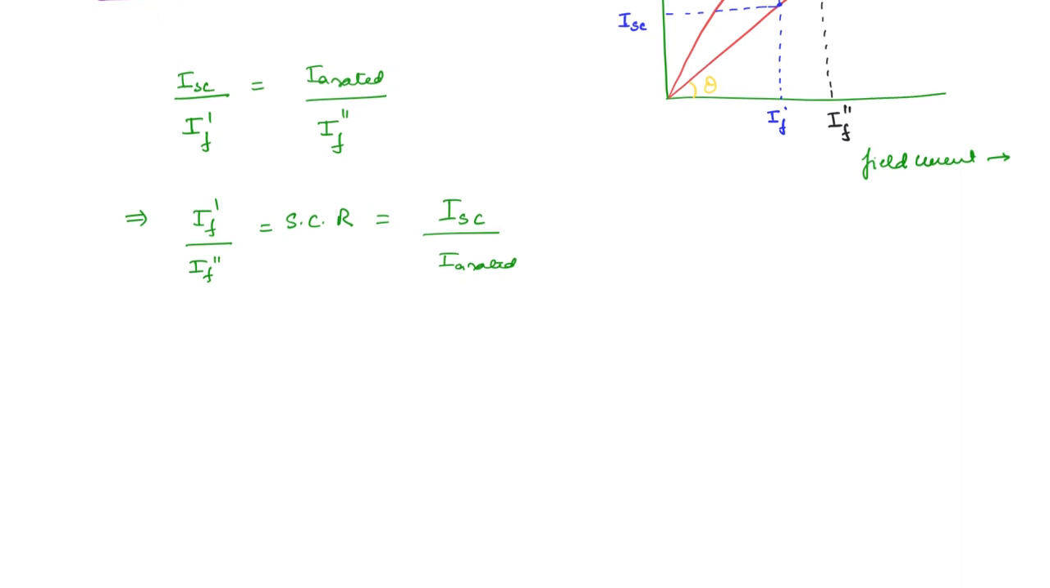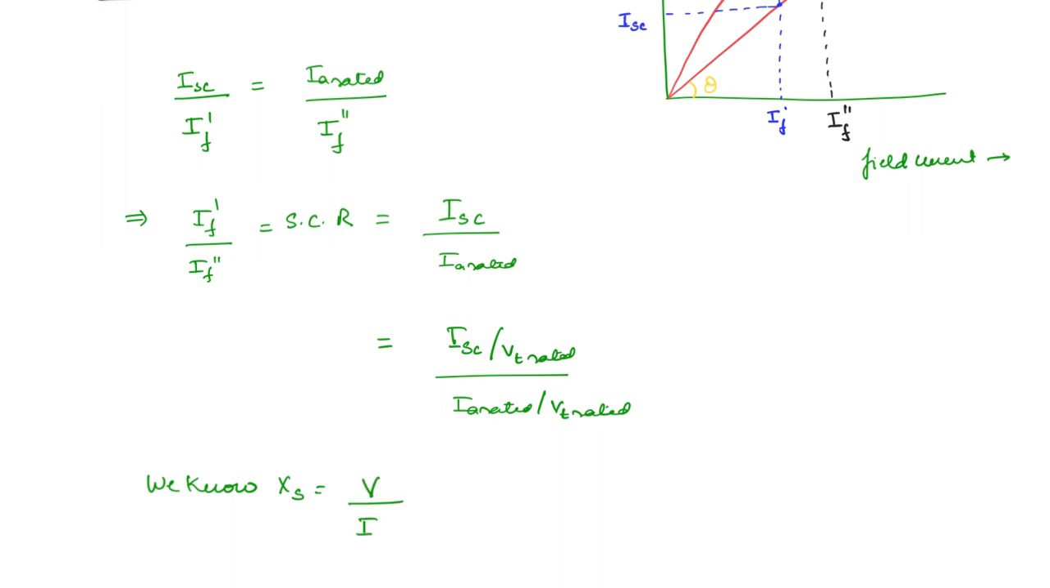Now if you divide the numerator and the denominator by the rated voltage VT rated, then what are you going to have? What is this value? It is 1 by synchronous reactance, right? We know that the synchronous reactance that we have found out is equal to the voltage divided by the short circuit current at the same field current, right? Now this same field current is IF dash here. At IF dash we have the rated voltage. So you can write this part as 1 by XS.